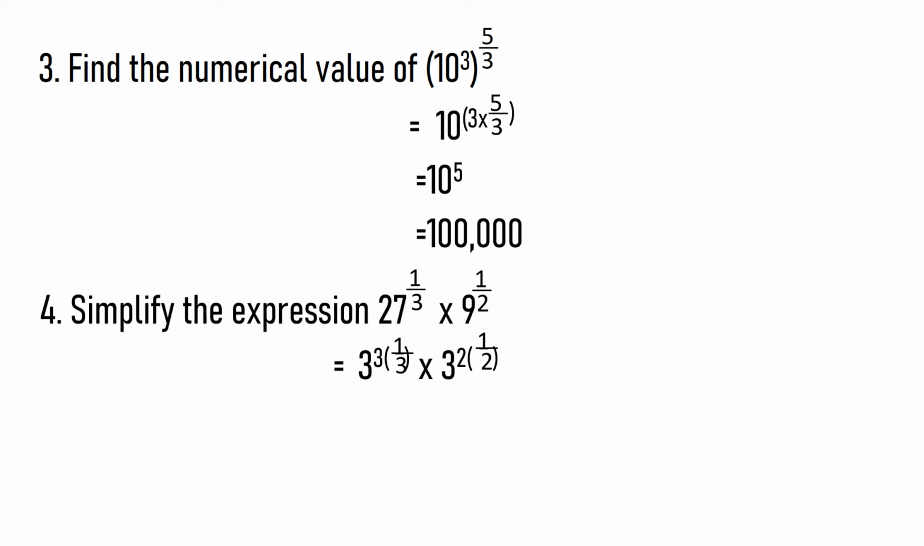Expanding this, 3 into a third is the same as 1, and then 2 into a half is the same as 1. So this simplifies to 3 power 1 times 3 power 1, which becomes 3 power 2 according to our first law of indices, which states that if numbers have the same base and have been multiplied, we sum up the powers. So 1 plus 1 is 2. Therefore, 3 power 2 is 9.